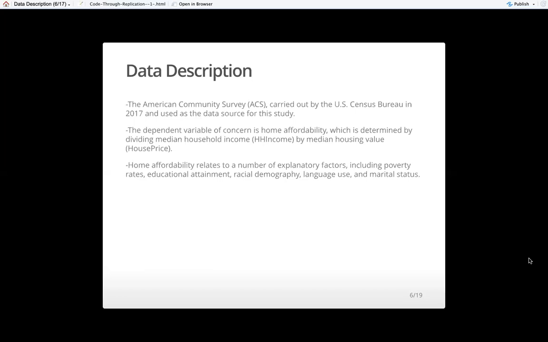The development variable of concern is home affordability, which is determined by dividing median household income by median housing value. Home affordability relates to a number of explanatory factors, including poverty rates, educational attainment, racial demography, language use, and marital status.